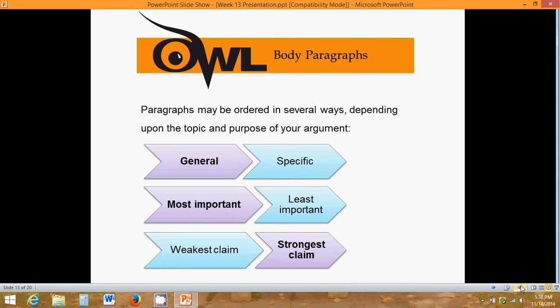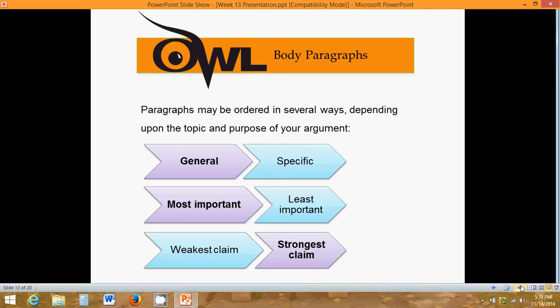So paragraphs can be ordered in lots of different ways depending upon your topic and purpose for your argument. They can move from general to specific. So you think about the topic sentence being more general and then moving into specific ideas. And you could actually do that within each body paragraph. So the first body paragraph would be more general, and then you move into specific details as you move through your argument. Other things, you could try the most important argument first to the least important argument.